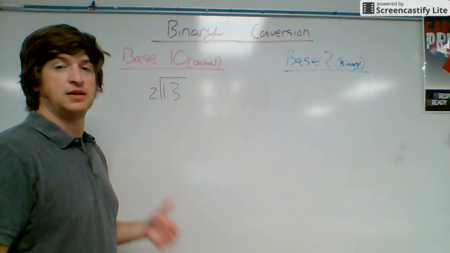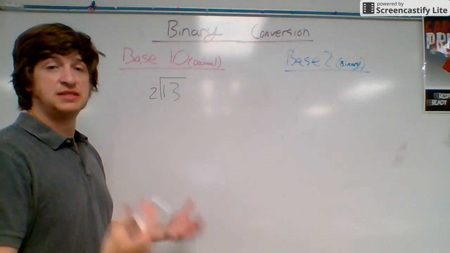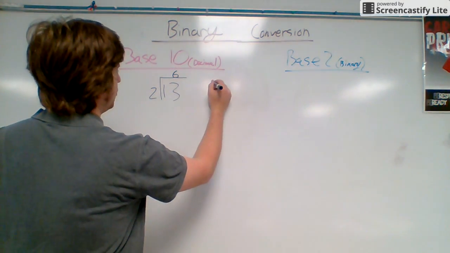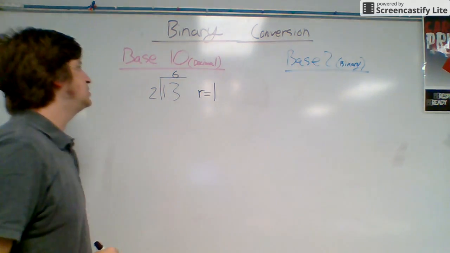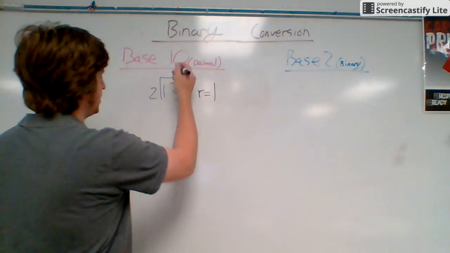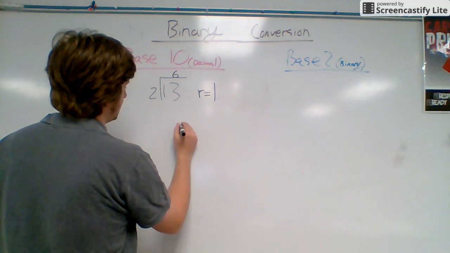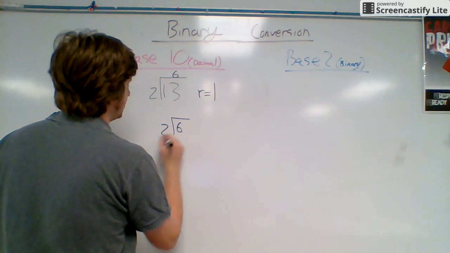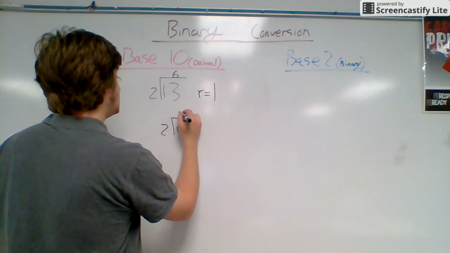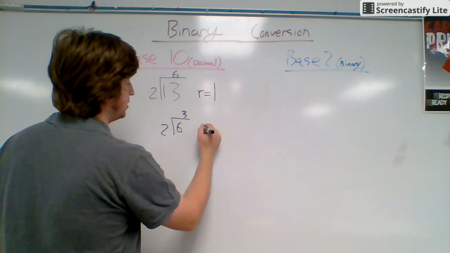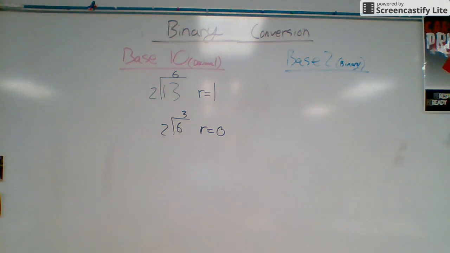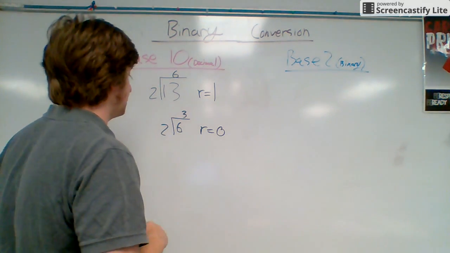Now 13 divided by 2, 2 can go into 13 6 total times with a remainder of 1. Right, 2 times 6 is 12, plus 1 gives us 13. So what we're going to do is take that number 6 up there and divide that by 2. Well, 6 divided by 2 gives us 3, and then we have a remainder of 0, right? 2 goes into 6 three times. No remainders. Nothing's left over.